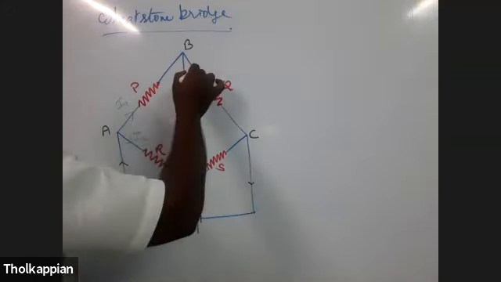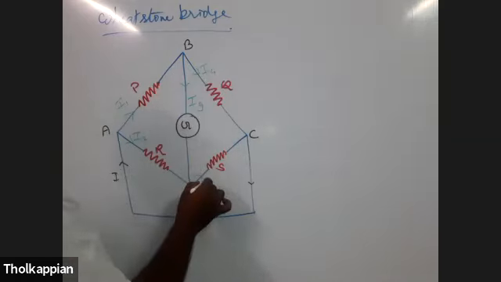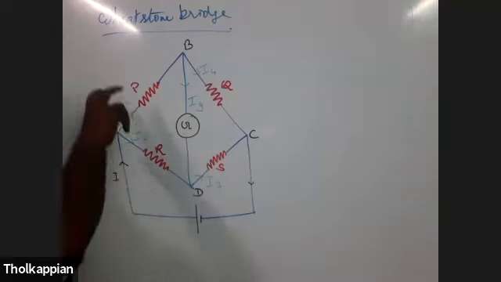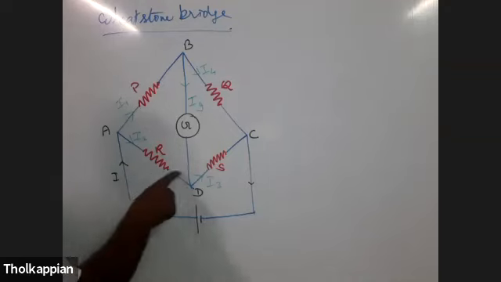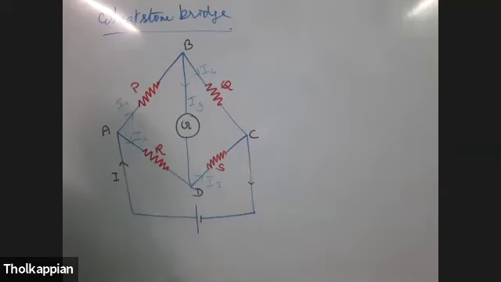From this junction, the current is separated. This is I4 current, this is I3 current. So the current is divided at all the junctions. Now, this is the method to calculate the resistance value. If you know R, S, and Q, you can calculate the value of P, the unknown resistance, if you know the remaining 3 resistances.